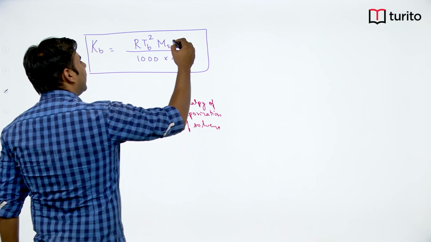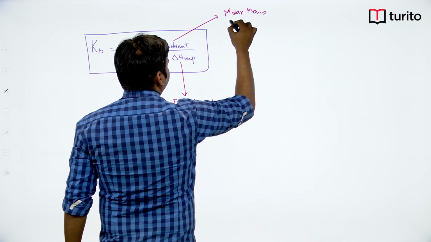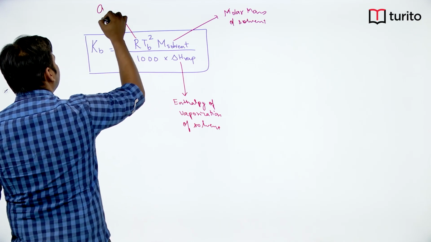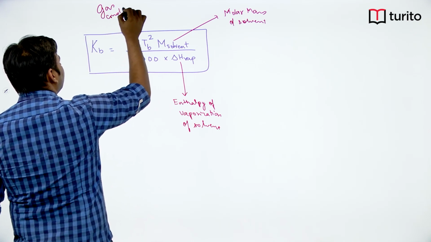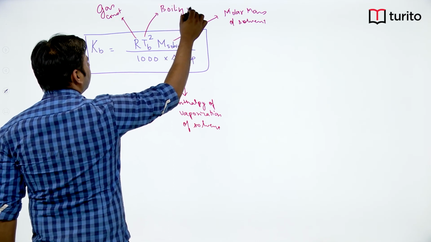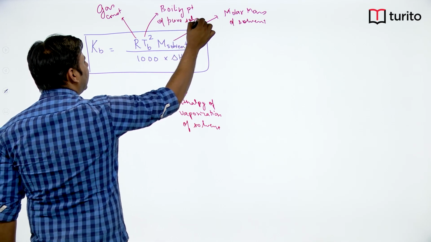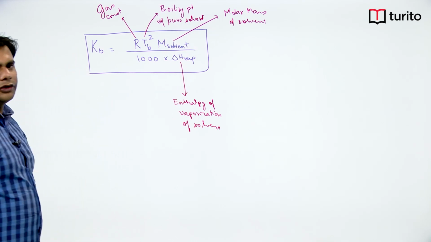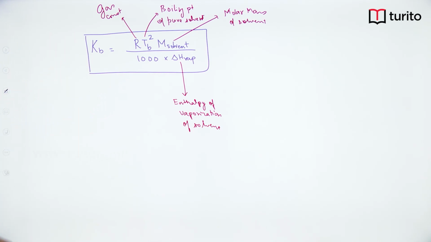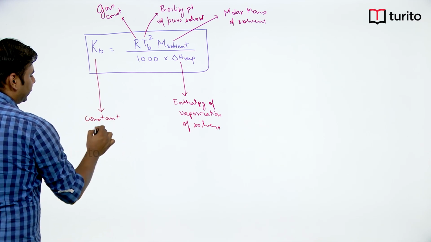M solvent is the molar mass of the solvent. R is your gas constant. Tb is the boiling point of the pure solvent. So we are basically finding the value of Kb, the ebullioscopic constant, for solvents. We know that Kb is a constant, so it will have a constant value for a particular solvent.